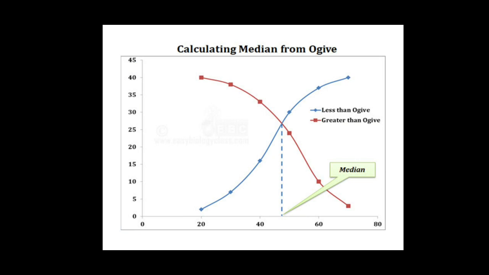The two curves will intersect at some point. A perpendicular line is drawn from the point of intersection to the x-axis. The value on the x-axis will be the median of the frequency distribution or the midpoint of the frequency distribution.